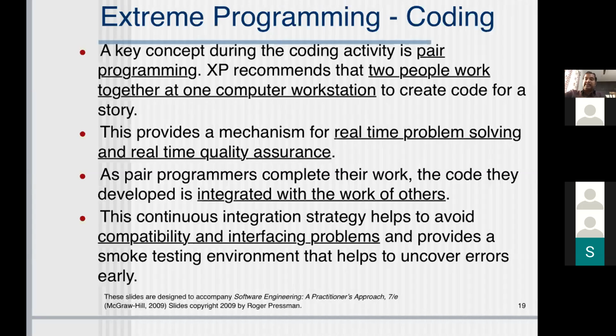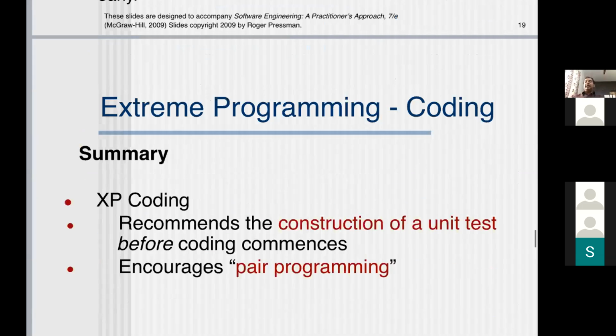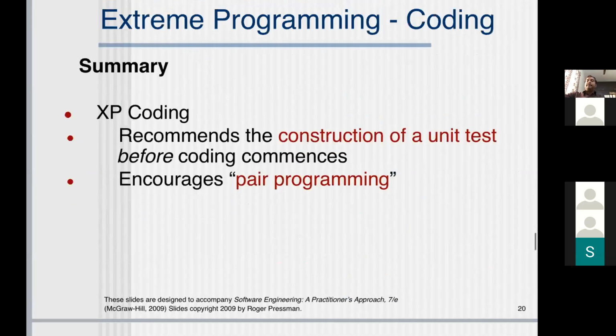So this is what extreme programming in terms of coding is all about. Summary is given here. It recommends the construction of a unit test before coding commences. It encourages pair programming. Is it clear over here? Any doubts in any of the slides? No, sir.